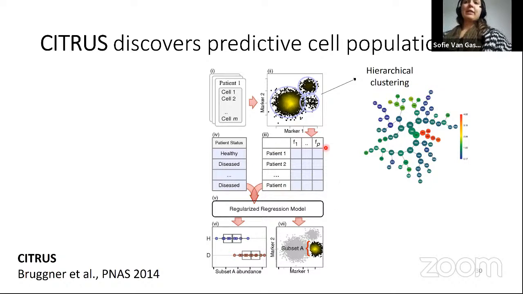Once they have all these clusters determined, they use a regularized regression model for the statistics, and in the end they can also come up with the main differences, for example, between 2 groups of patients. So again, similar to the things I was describing before.